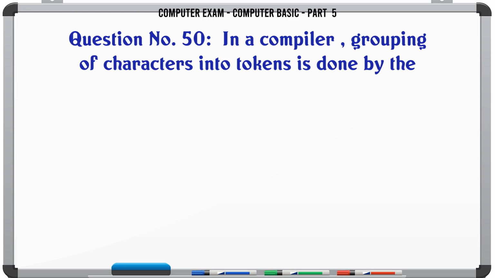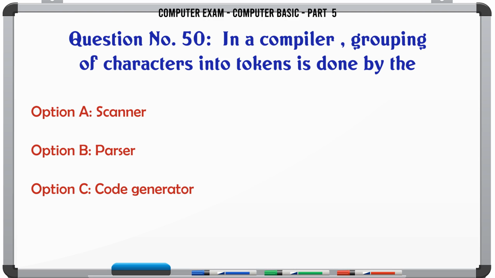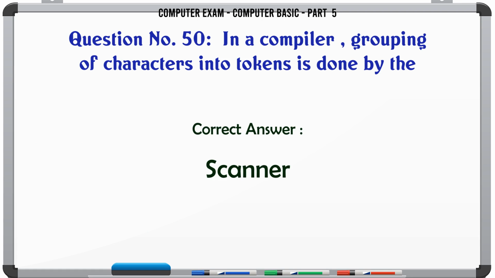In a compiler, grouping of characters into tokens is done by the A. Scanner. B. Parser. C. Code generator. D. Code optimizer. The correct answer is Scanner.